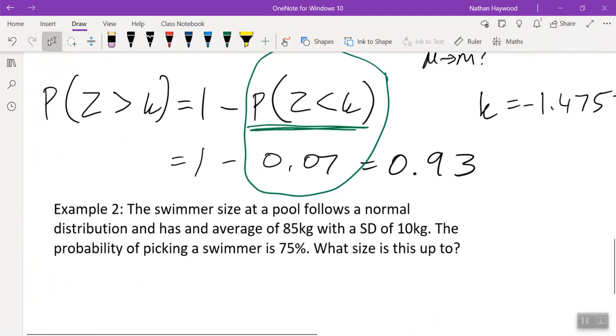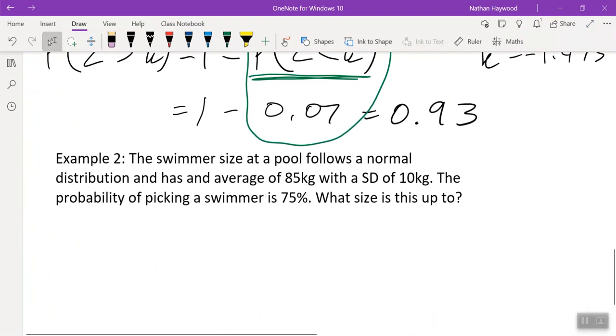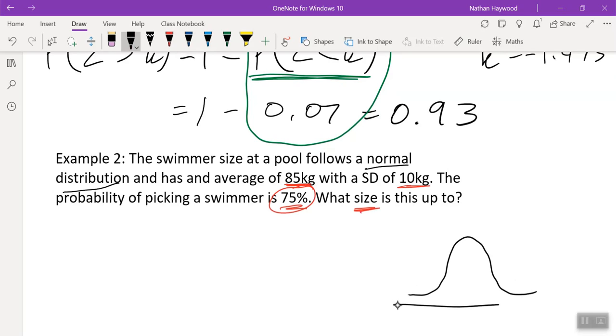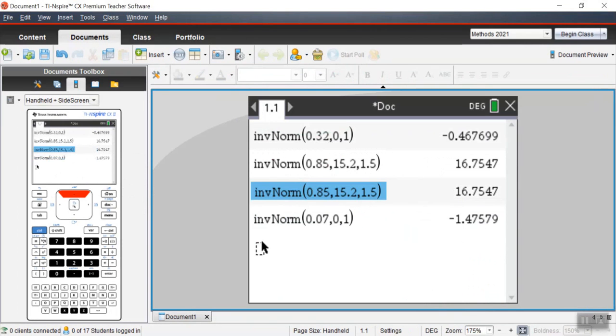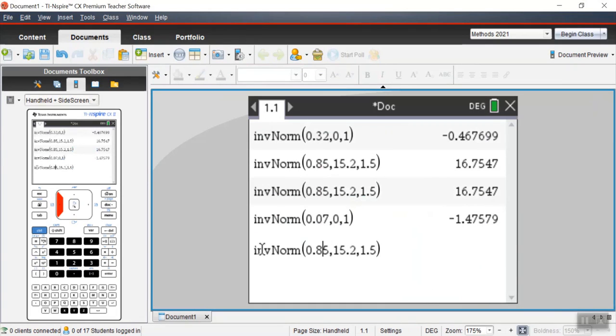So we can apply this again to real life situations like the swimmers. If a swimmer has an average size of 85, standard deviation of 10. It says it's under normal distribution, just in case you're wondering. It needs to clarify that it's normal distribution. So we're trying to figure out what is that unknown size that gives us 0.75.